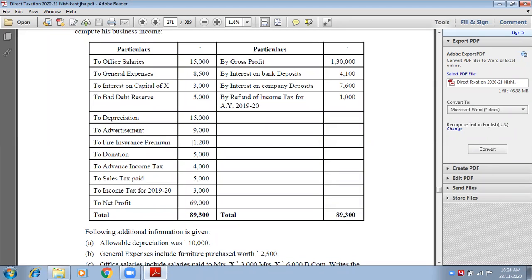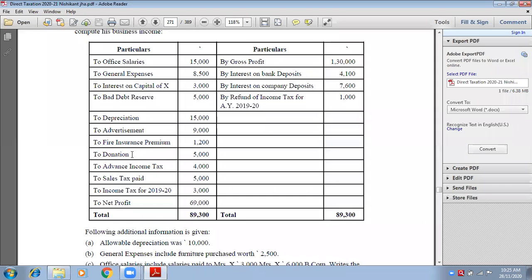Fire insurance premium? No, because it can be related to your factory, no? Yes, ma'am. Donation? No, ma'am. Why no? This has to be disallowed, no? Donation, gifts, this is completely disallowed. 5,000 disallowed.